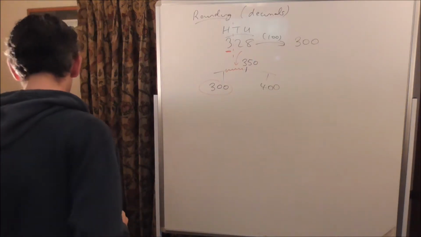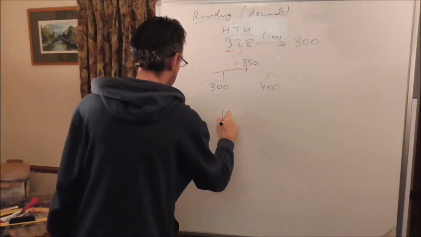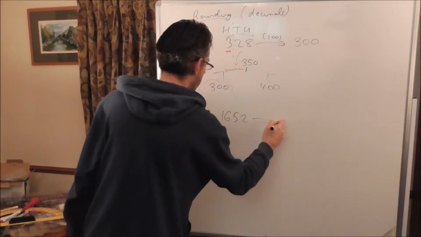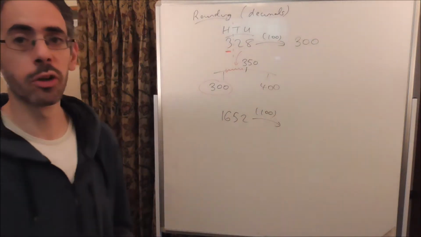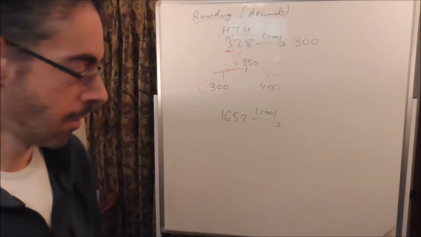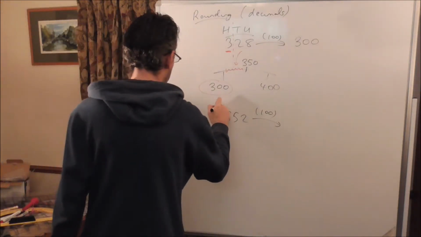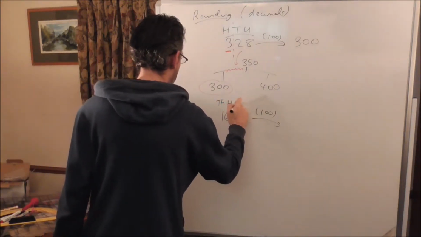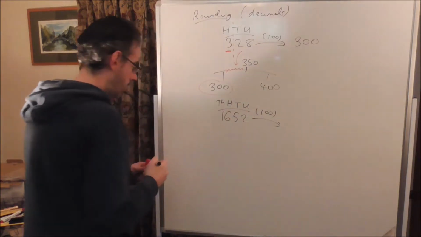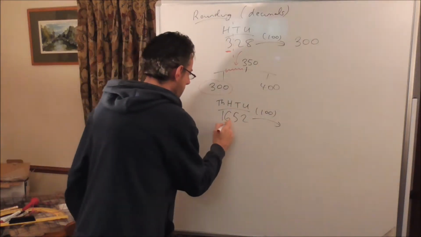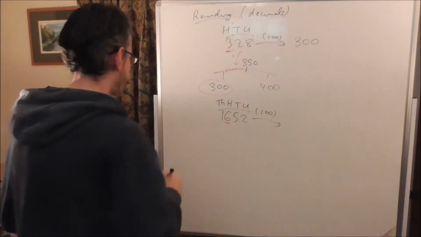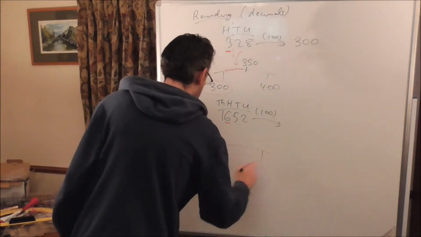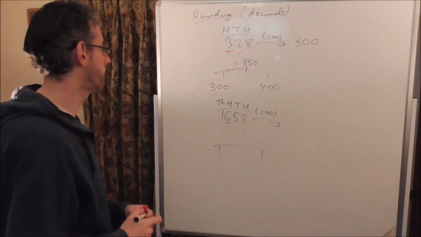Let's do another one. Let's do 1,652. Let's do that to the nearest 100. Again, that just means which multiple of 100 is it closest to. We've got the thousands digit, hundreds, tens, units, and we're rounding to the nearest 100 again. Again, I'll do a little sketch. I'll just find the two hundreds numbers it's between on the number line and just decide which it's closer to.